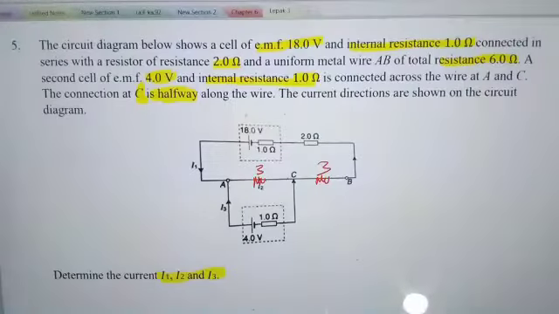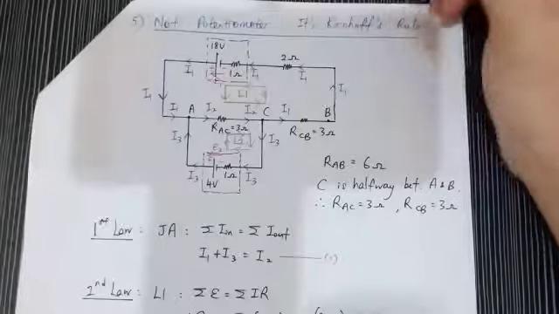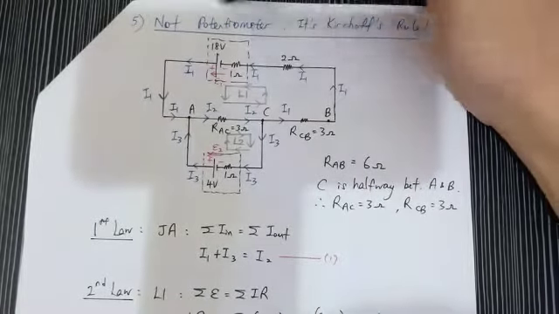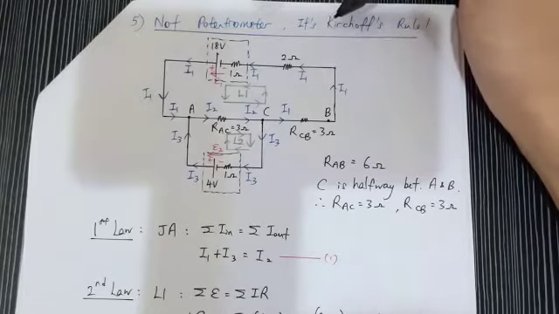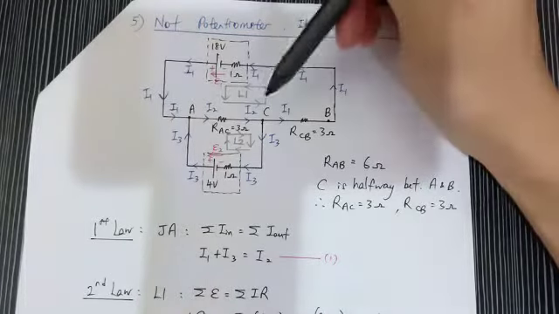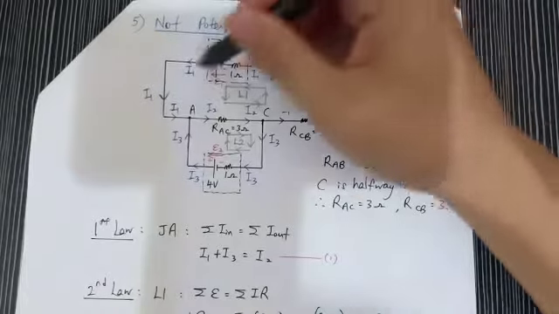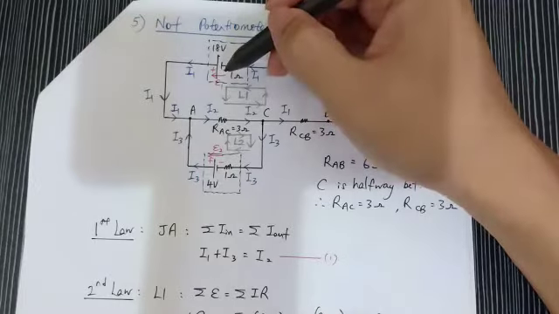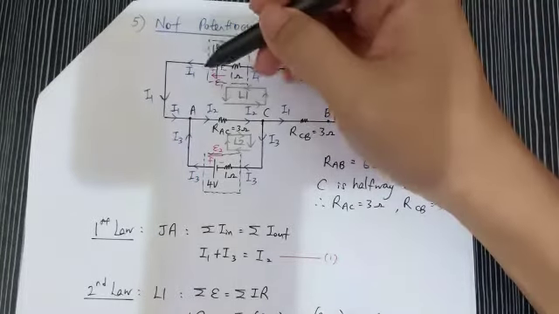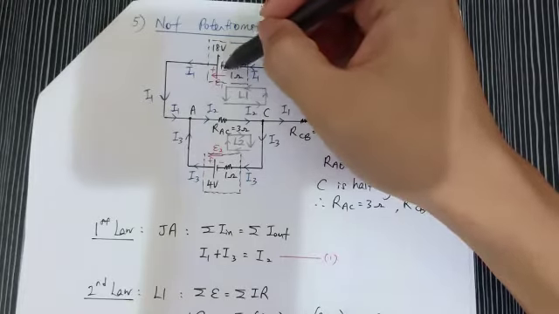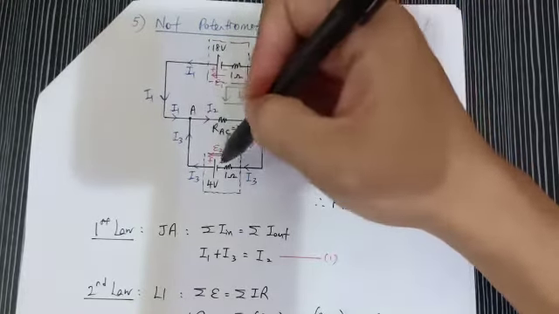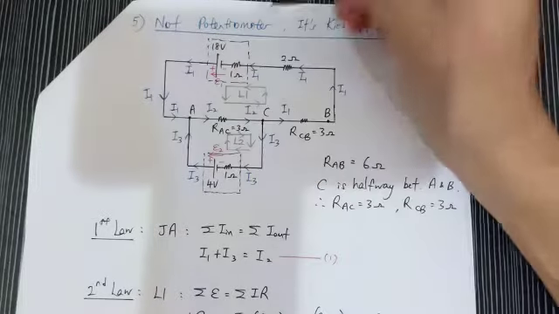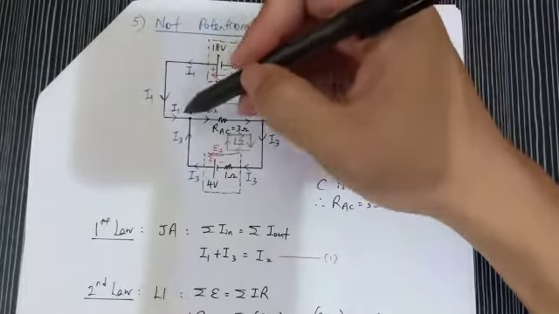Now the question asks for finding the currents I1, I2, I3. This question is not a potentiometer question, but more a Kirchhoff's rule question. First of all, redraw the diagram so that you can easily identify things. Label the EMF from negative to positive, E1 and E2, and draw the current at all the resistors.